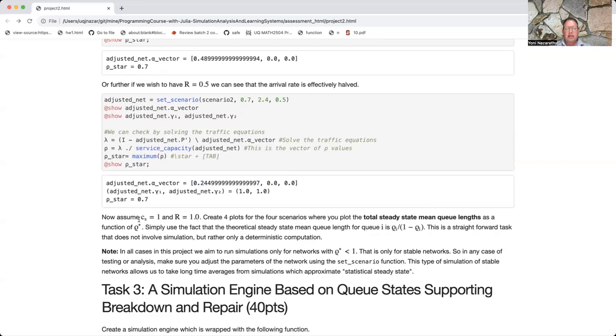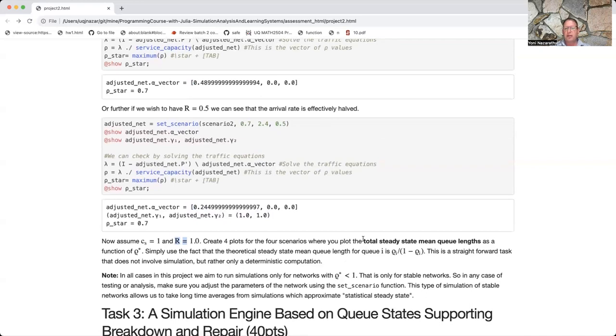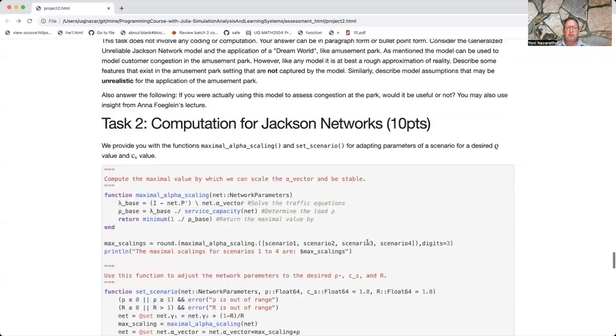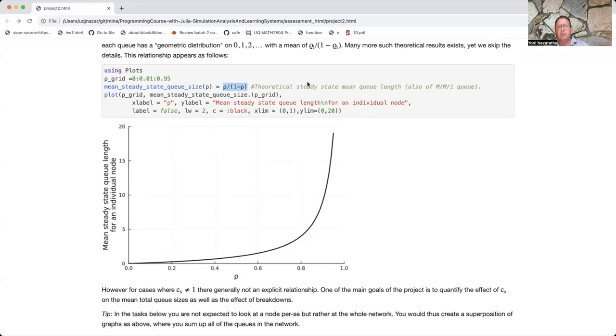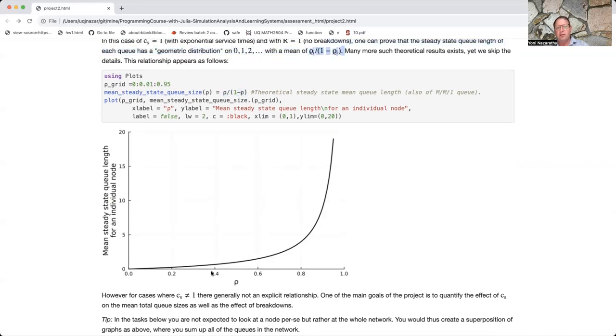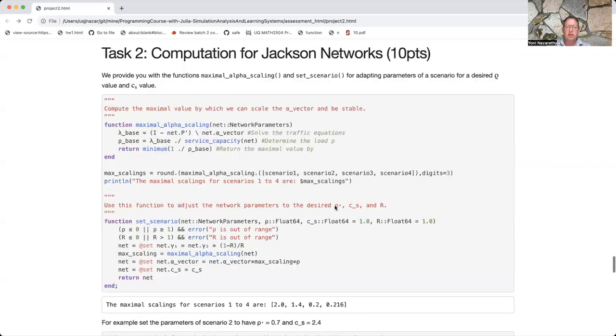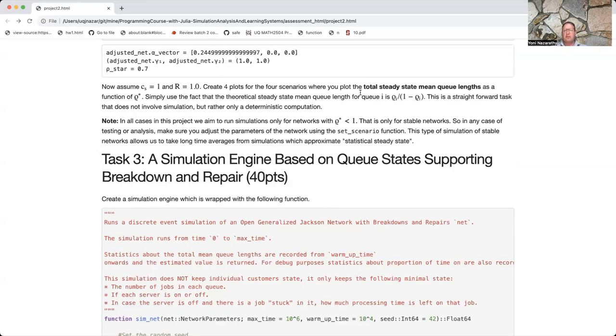So your task is now to take CS equals 1 and R equals 1.0 and create 4 plots for the total steady state mean Q length as a function of rho star. So it's very easy, okay? It's more about just understanding what's here. So how do you create the total steady state mean Q length? All you do is sum up these guys, okay? And that's according to this formula. Now, this is a theoretical formula, but later down, you'll compare that with simulation. Okay, so you sum up over all nodes i, and you do a superposition of these, and that's the steady state mean Q length. Okay, so that's what you do in this task.